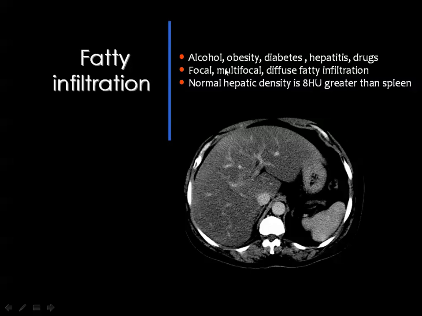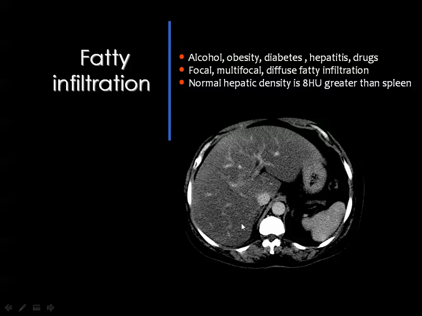alcohol and obesity, diabetes, hepatitis, and some of the drugs, especially the chemotherapeutic drugs. Fatty infiltration may be diffuse, may be focal, may be multifocal, and the normal density of the liver is usually 8 Hounsfield units greater than that of the spleen. But this difference cannot usually be appreciated on the CT scan, and you always see the liver is of similar density normally to that of the spleen.